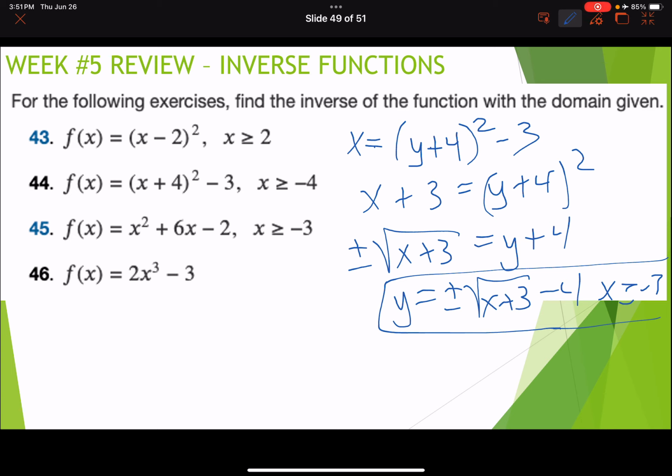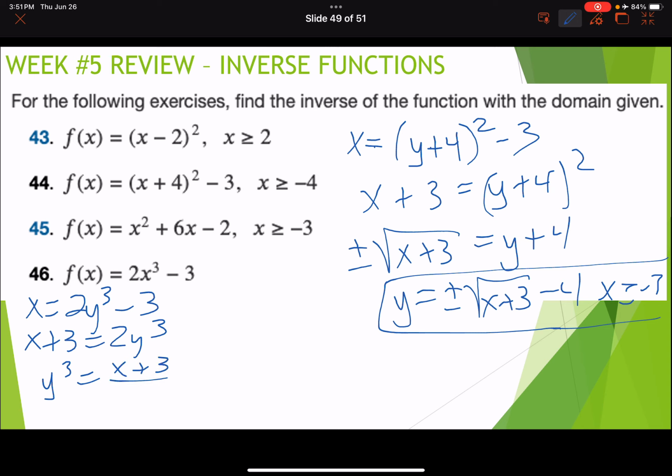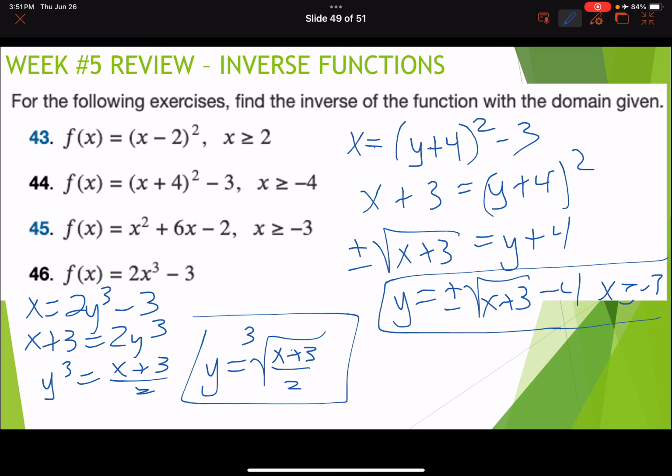And then let's say we did 46. We'd say x is equal to 2y cubed minus 3. Add the 3, so you get x plus 3 is equal to 2y cubed. It means that y cubed is equal to x plus 3 over 2. And then you cube root it so that y is equal to the cube root of x plus 3 over 2. No domain restriction for this because it's a cubic function. It's not a square root, so we don't have to worry about that.